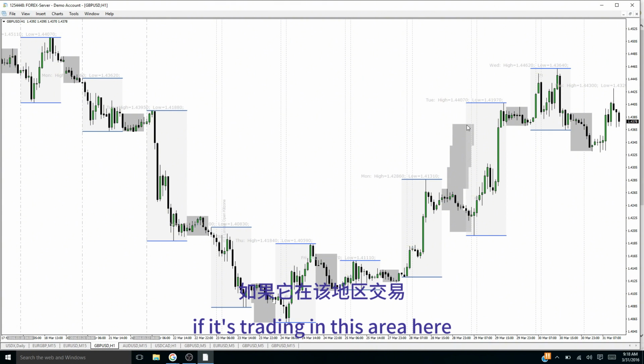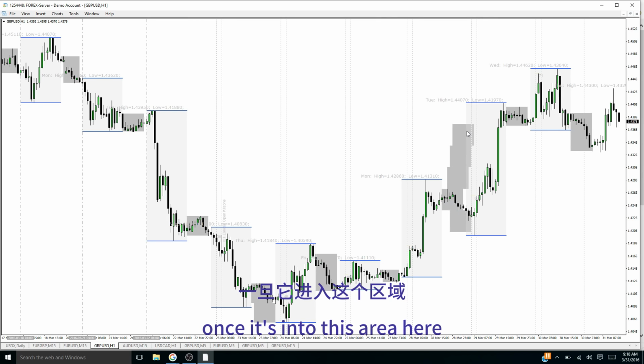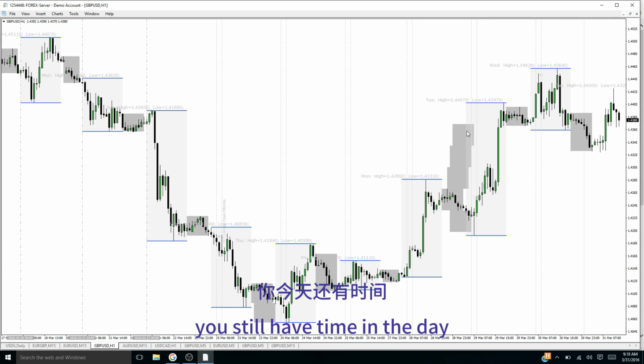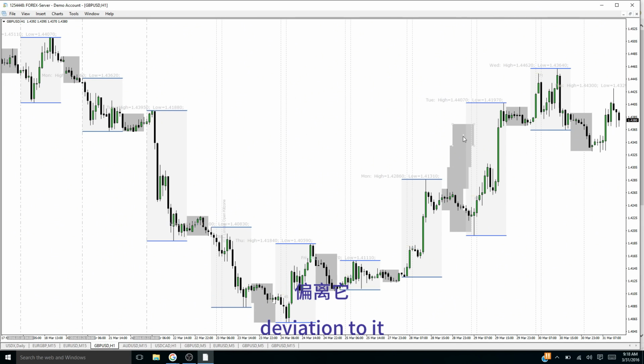Now, if it's trading in this area here, in this third deviation above the flout, once it's into this area here, and it's 9 o'clock in the morning New York time, okay, you still have time in the day. There's still battery left. There's fuel in the tank still. So what you're going to do is you're going to add one more deviation to it. Boom. Perfection, precision, ICT, baby.